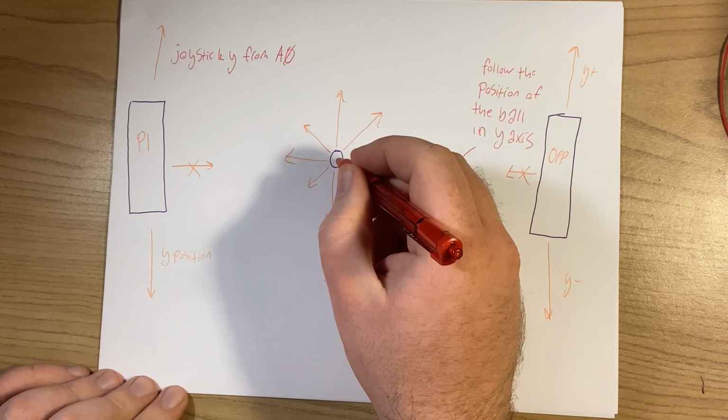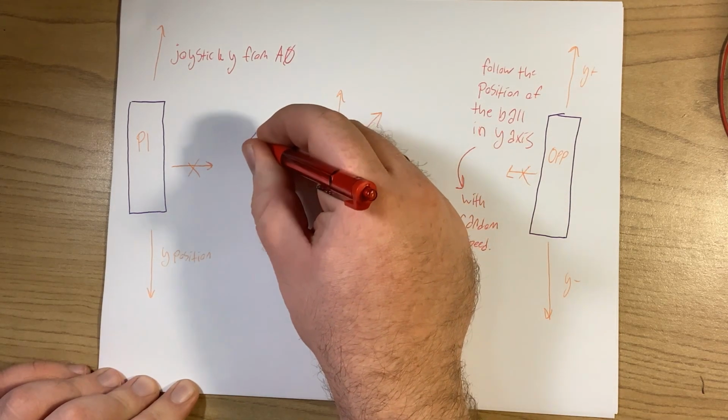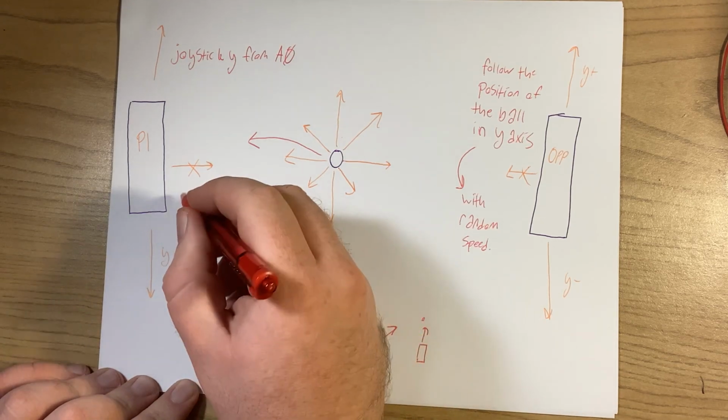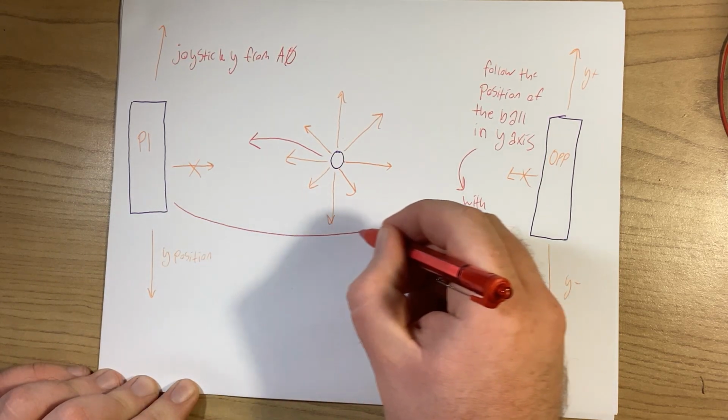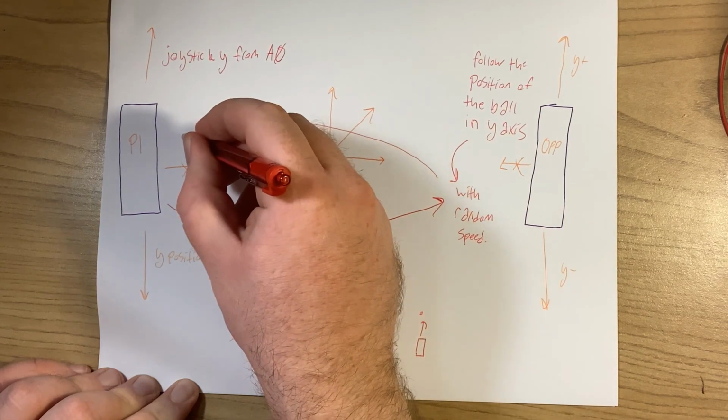So the ball will start in the middle, and we will, I believe, go toward the player first, and then the player bounces the ball. It goes toward the opponent. The opponent bounces the ball, goes towards the player.